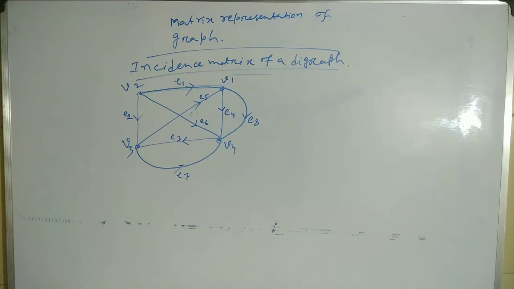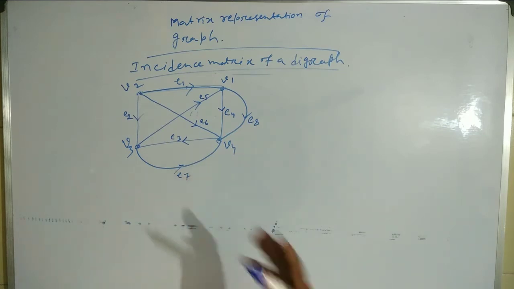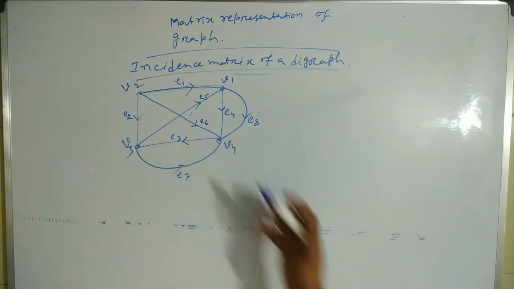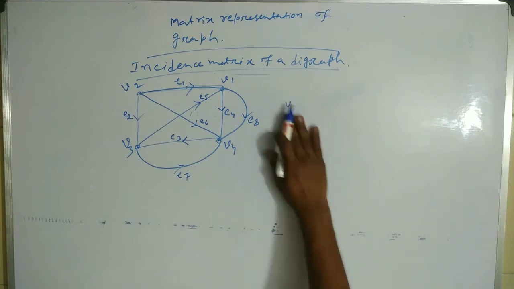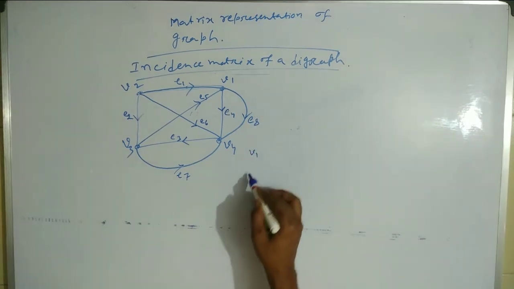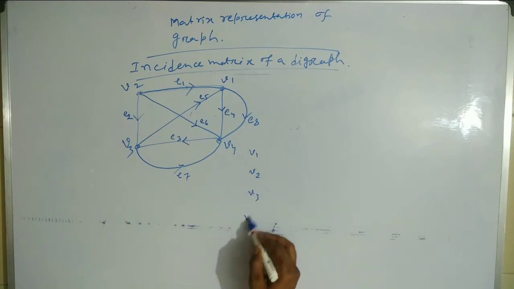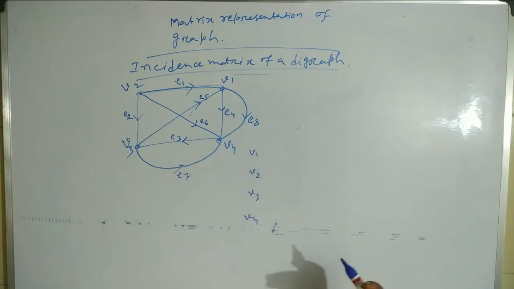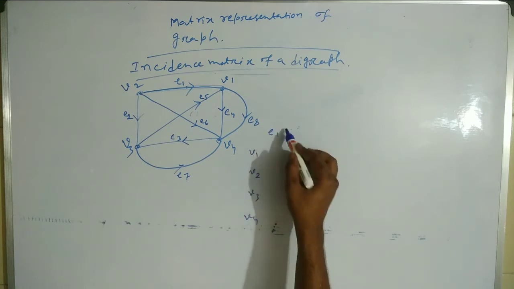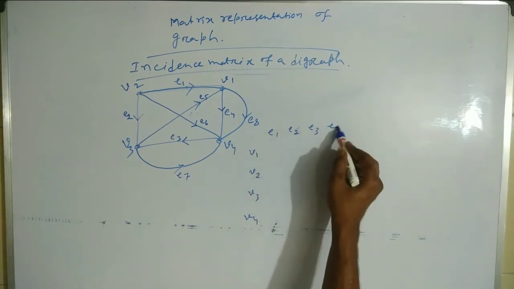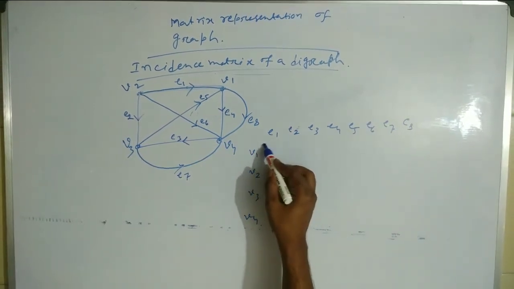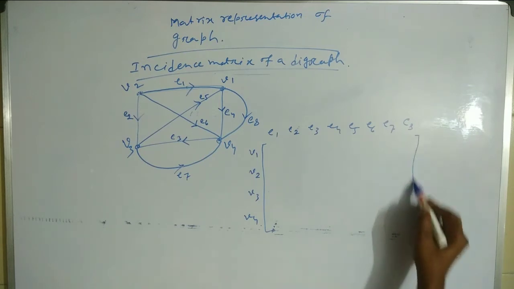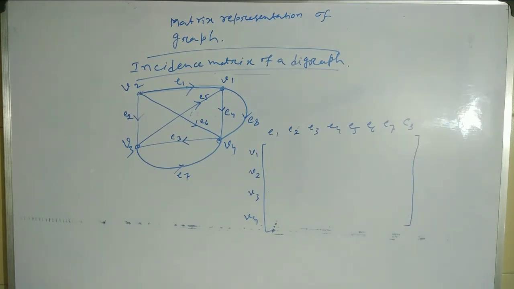So the number of rows and number of columns will be equal to the number of vertices and the number of edges respectively. So here, since there are 4 vertices, there will be 4 rows, V1, V2, V3, V4, and since there are 8 edges, there will be 8 columns, E1, E2, E3, E4, E5, E6, E7, E8. Now I will put the elements.